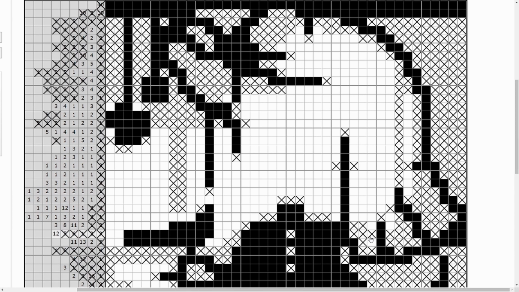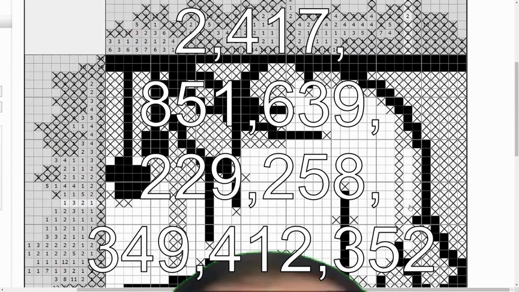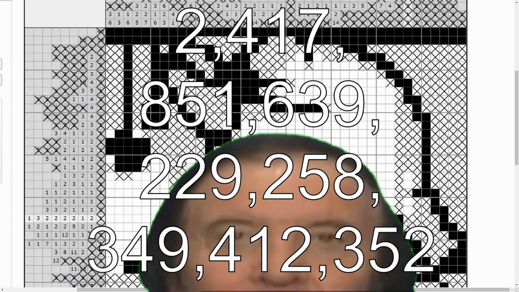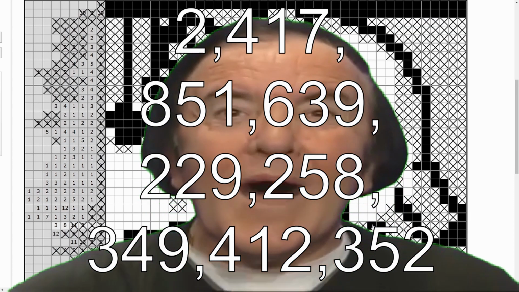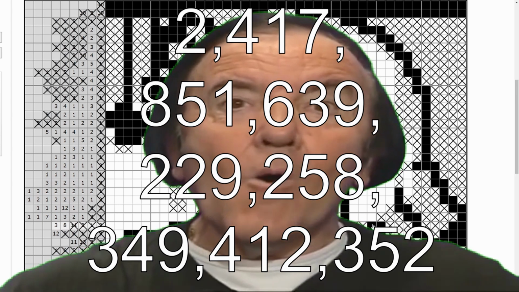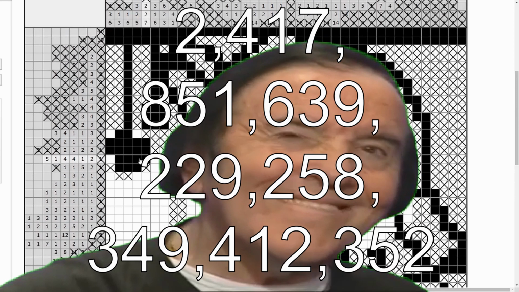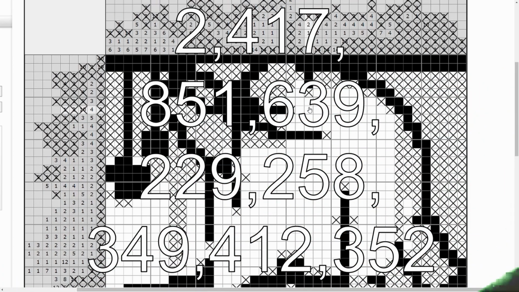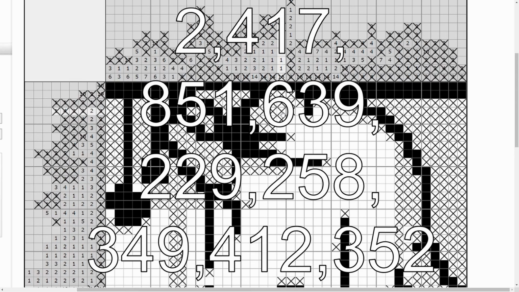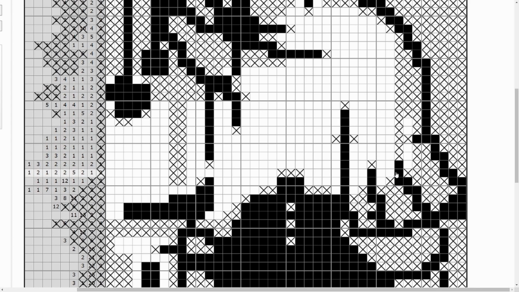Anyway, 9x9 nonogram is 2 septillion, 417 sextillion, 851 quintillion, 639 quadrillion, 229 trillion, 258 billion, 349,412,352. Wow. I thought a fun thing we could try is have a look at it on the graph.